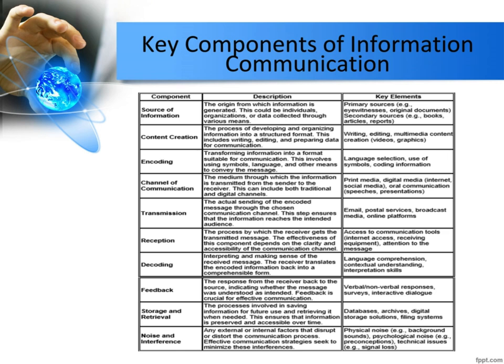Information communication does not happen by chance. It involves several key components that work together to ensure a message is successfully shared and understood. First, we have the source of information. This is where the information begins. The source can be an individual, a group, an organization, or even a system. For example, a news agency, a public announcement board, or a person giving instructions all act as sources of information. The reliability of the source is important because it affects how much people trust the information.